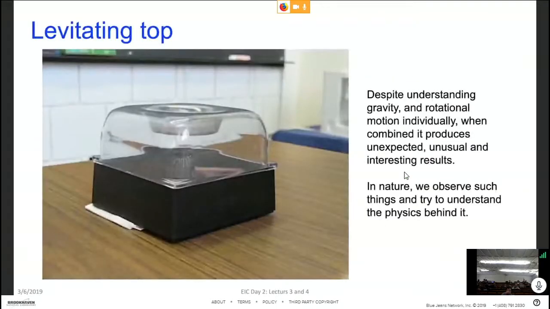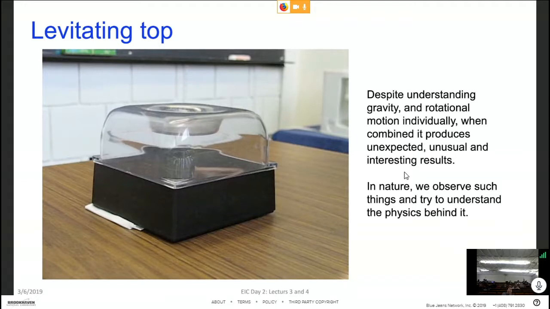Okay, now let me show you something that makes a point. How many of you have seen levitating tops? Can you raise your hand? I can see you. Do you know what I'm going to show you? Okay, 1 out of maybe 25, 30.